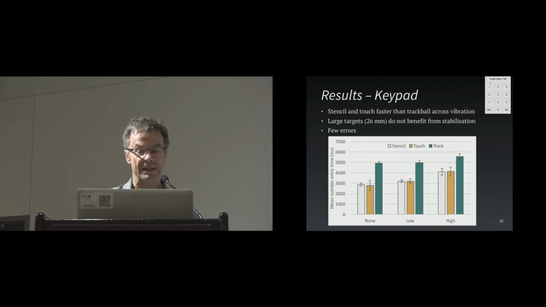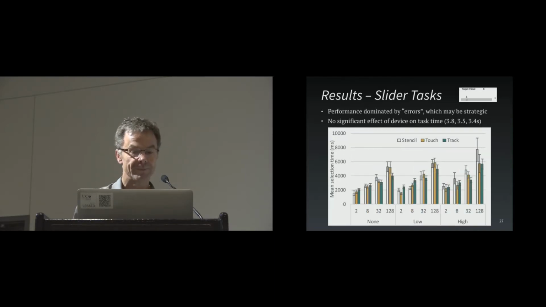Moving on to keypad tasks, these were much larger targets, and we see that touch and stencil were consistently faster than the trackball across all vibrations. So this suggests that moderately large targets, just 26 millimeters across, are fairly easy to use even at uncomfortably high levels of vibration. Furthermore, there's little evidence that the stencil is contributing much to this interaction at all. The targets were big enough to easily hit without using the stencil.